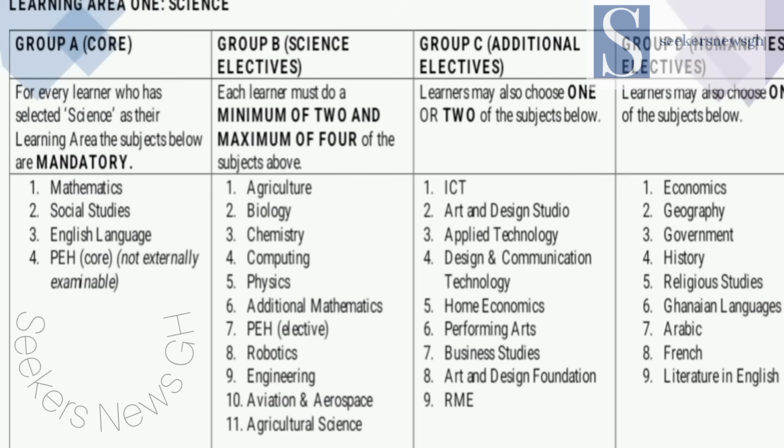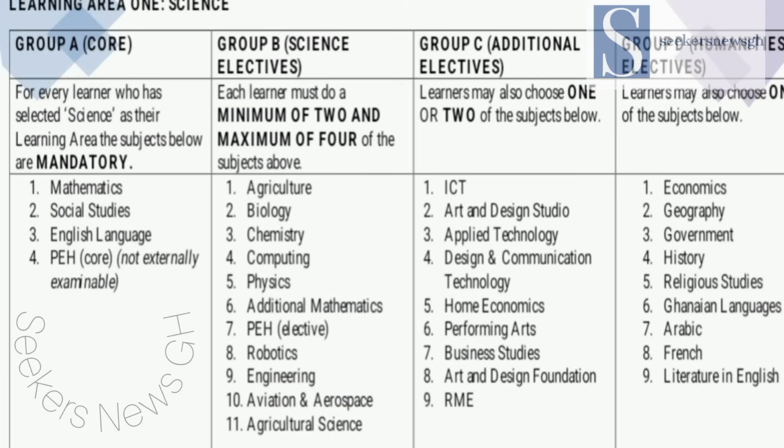Then, when we go to Group C, additional elective, the learners may also choose 1 or 2 of the subjects below, which is the ICT, Art and Design Studios, Applied Technology, Design and Communication Technology, Home Economics, Performing Arts, Business Studies, Art and Design Foundation, RME. So you can be a science student, but you can go and choose Home Economics. Home Economics is a subject on its own. It's one subject. So you can select science, but you still select Home Economics to do.